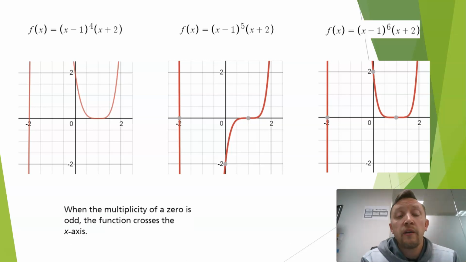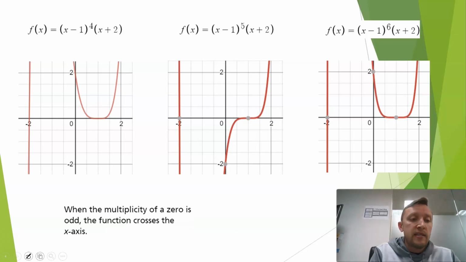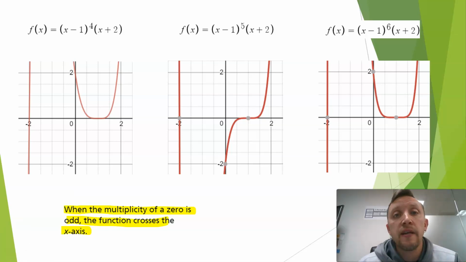So this is really important. You don't have to worry about writing down all of these graphs in your notes. What you can write down in your notes is this key point here. Oops, let's not use red. When the multiplicity of a 0 is odd, the function passes through the x-axis.